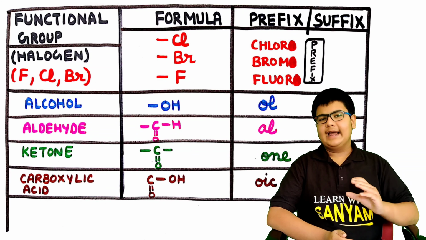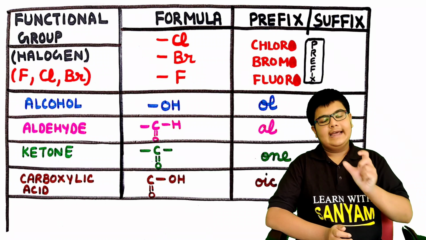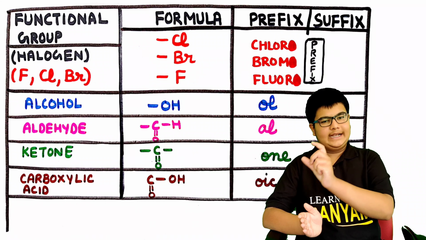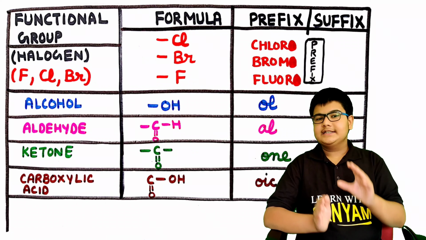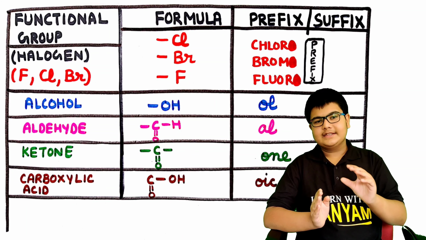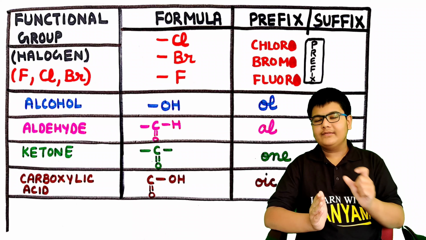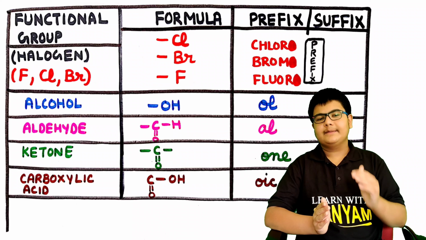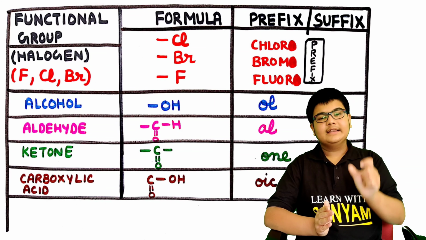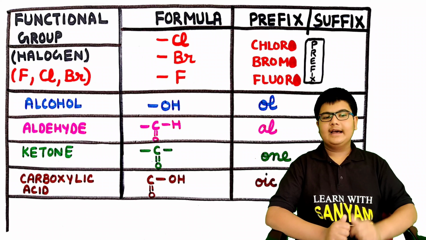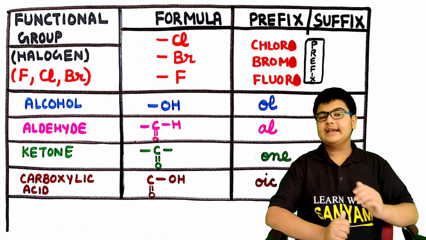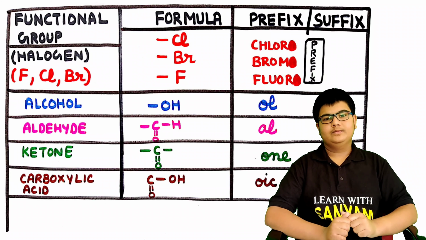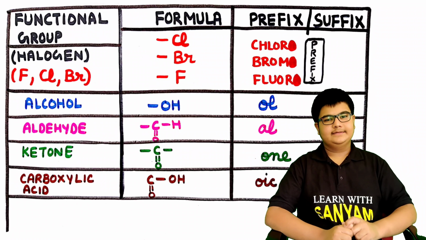So the major difference between aldehyde and ketone is that in aldehyde, the chain gets terminated as H is attached to it at one end. But in ketone, H is not attached at any end and the chain remains open from both sides. So always, if the ketone functional group is attached to the carbon chain, then the ketone will be in the middle of the chain. And the last functional group is carboxylic acid. Formula: C single bond OH, double bond O, suffix oic acid.